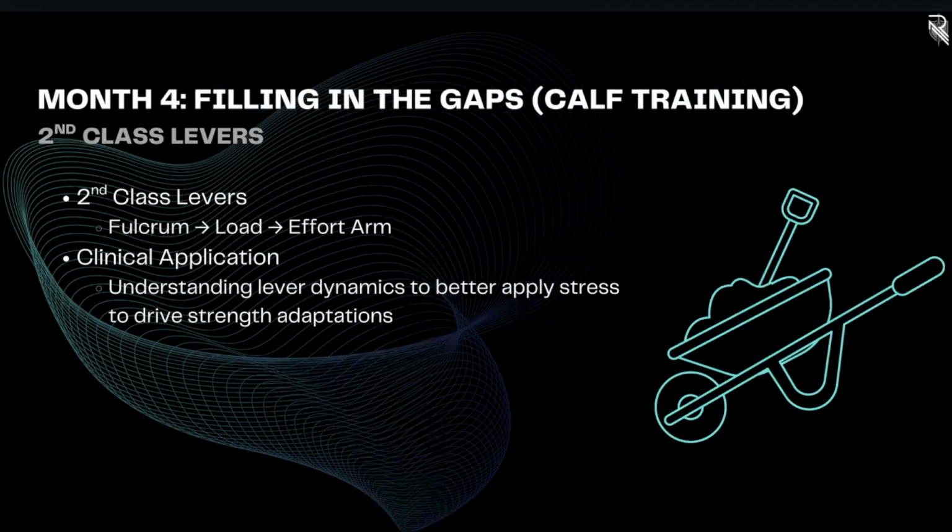All right. So we're going to keep continuing here. In month four, while we continue to build quadriceps strength, it's important not to neglect other joint regions, particularly the calf complex. Functionally, the calf operates as a second-class lever where the load is positioned between the fulcrum, which in this case will be the metatarsophalangeal joints, and the effort arm, which we're going to call the Achilles tendon.